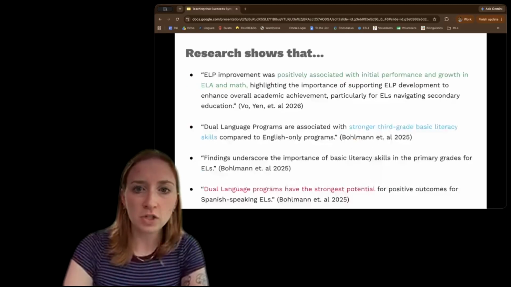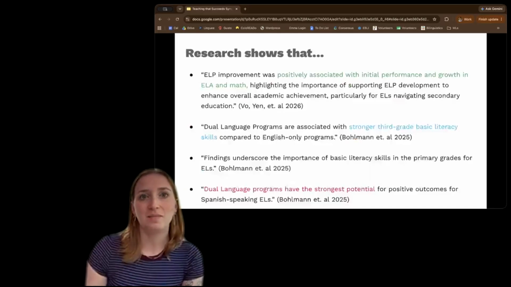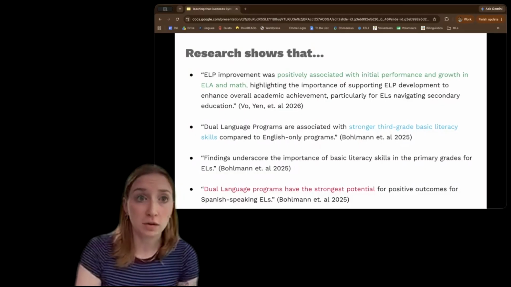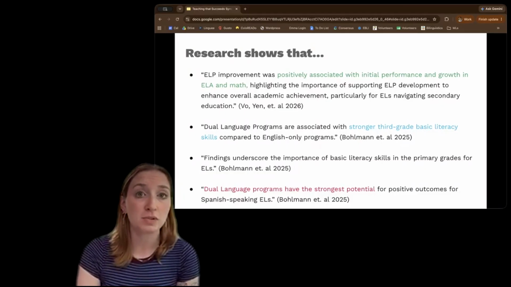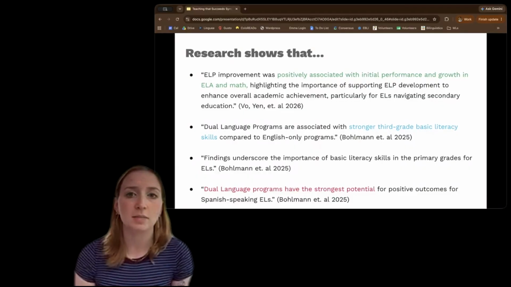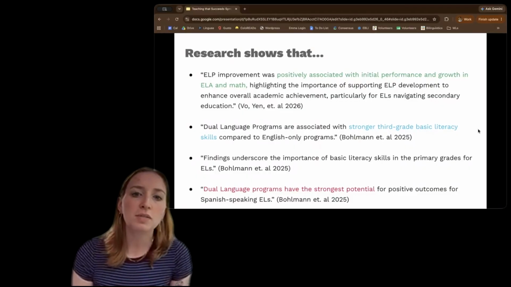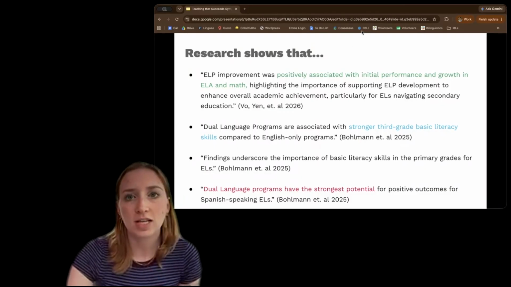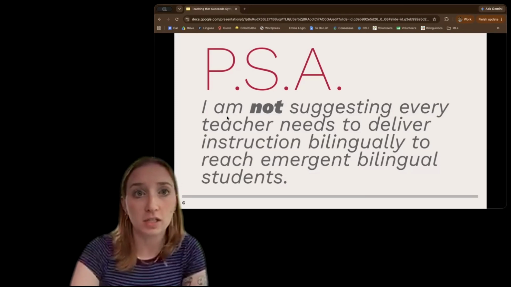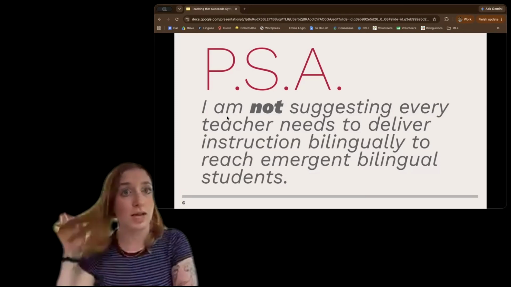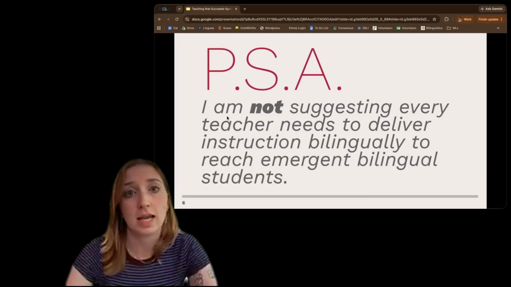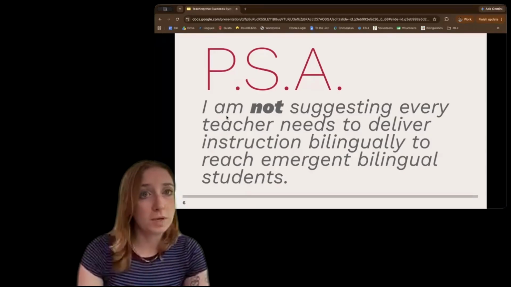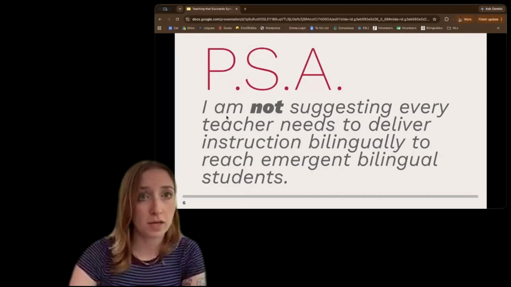So just to ground it in the research a little bit, English language proficiency is positively associated with initial performance and growth in ELA and math. So English language proficiency is crucial to the success in other academic areas in our schools. And dual language programs have the strongest potential for positive outcomes for our students. Now, I'm not suggesting that everybody needs to be bilingual or teach in a dual language context to help these students, although that is the experience that I'm speaking from personally today. The strategies that I will share with you today will be beneficial for kids even if you don't speak their home language.